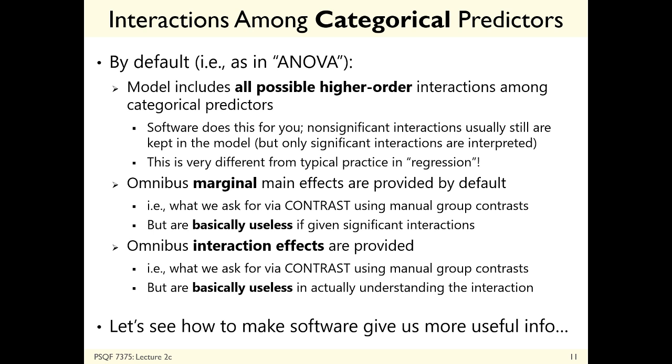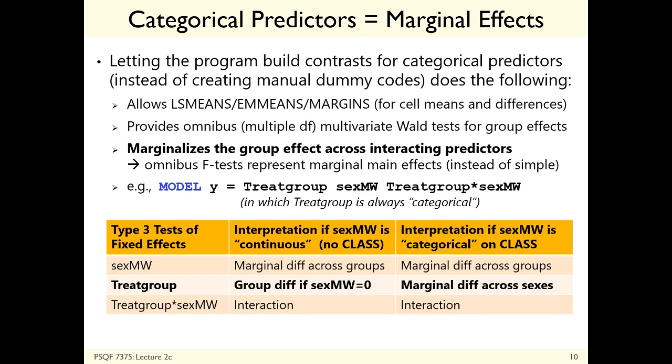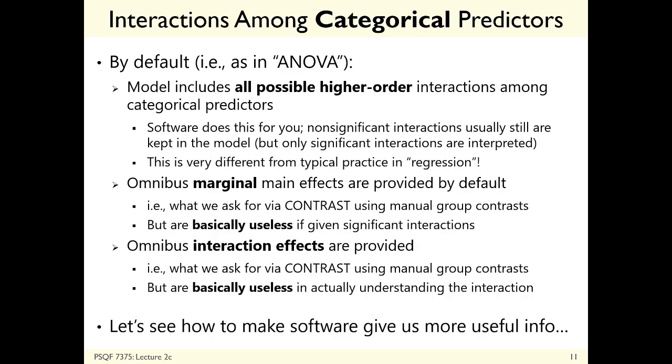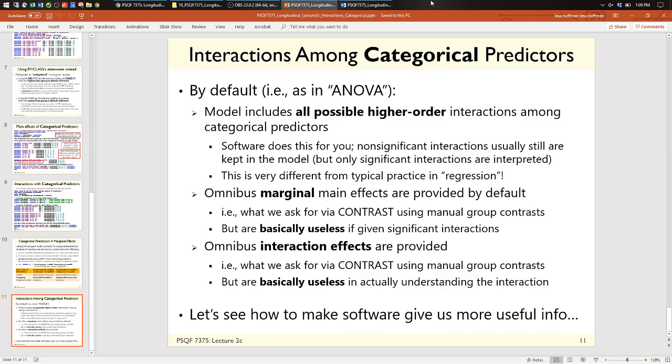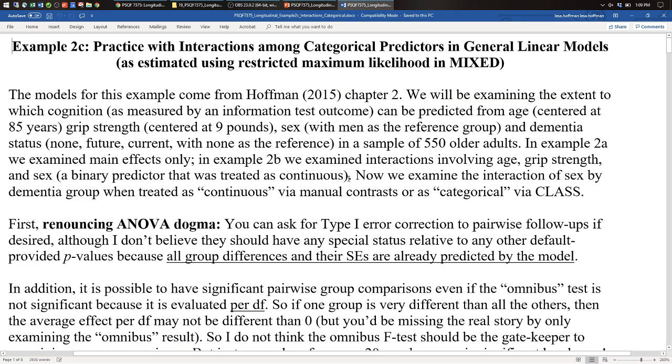That leads me to say that the stuff that ANOVA spits out for you by default is sometimes completely worthless. I wish I had learned how to ask for more useful information sooner, and that's what I want to teach you guys how to do. So let's see an example. Example 2C.